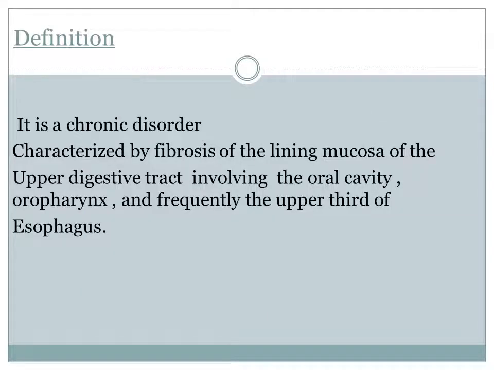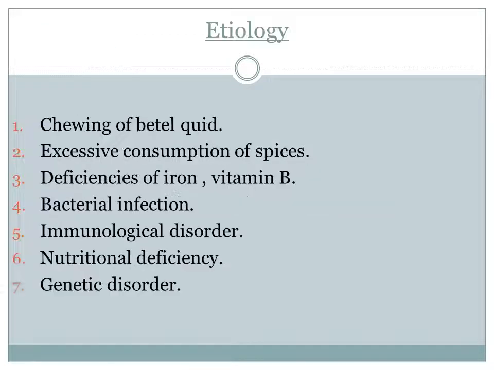Oral submucous fibrosis is a chronic disorder characterized by fibrosis of the lining mucosa of the upper digestive tract, involving the oral cavity, oropharynx, and frequently the upper third of the esophagus. Etiology: chewing of betel liquid, excessive consumption of spices, deficiencies of iron and vitamin B, bacterial infection, immunological disorder, nutritional deficiency, and genetic disorder.